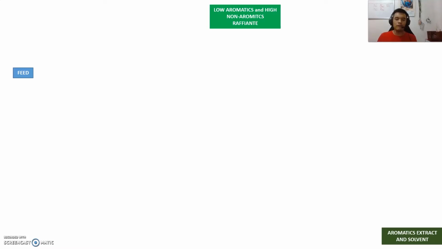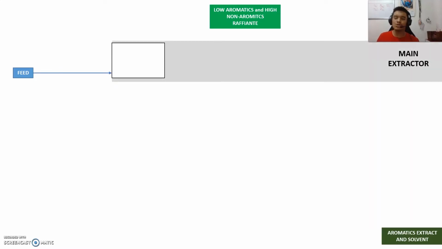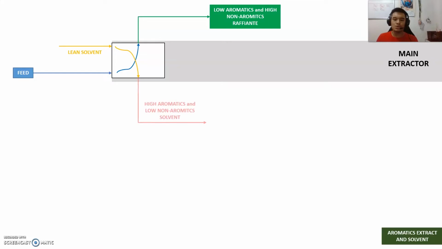So how do we convert the feed into two different products? Well, the feed must first be forwarded into a main extractor that flows upward. In order to extract the aromatics from the feed, we must then pursue a lean solvent also being fed to the main extractor, but instead of flowing upward, it flows downward, creating a countercurrent exchange. The main product of the main extractor is, of course, the low aromatics and high non-aromatics raffinate, and the bottoms of the main extractor is a high aromatics and low non-aromatic solvent, the exact opposite.